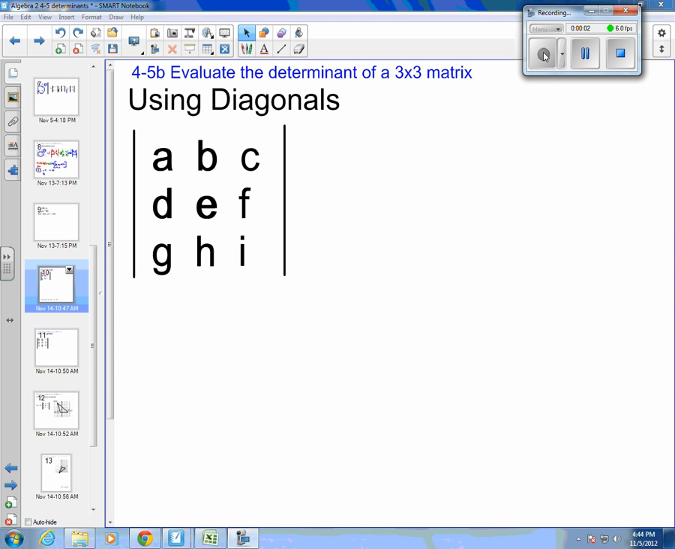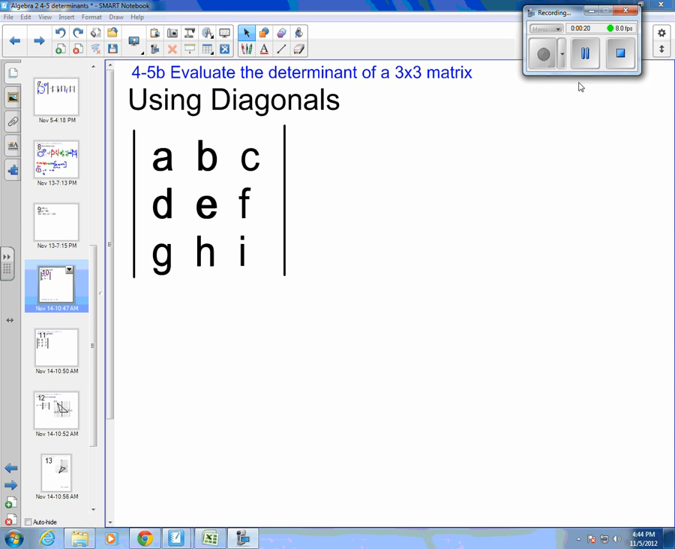Algebra 2, this is Chapter 4, Section 5. This is the third of 4 videos on using diagonals. This one is on how to use diagonals to find the determinant of a 3 by 3 matrix. Some of you will like this one better, some will like the minors better.